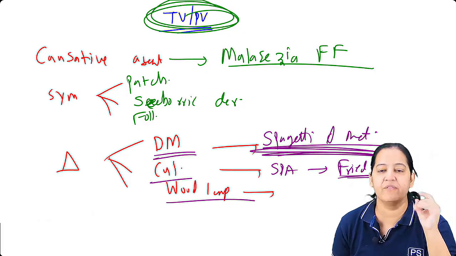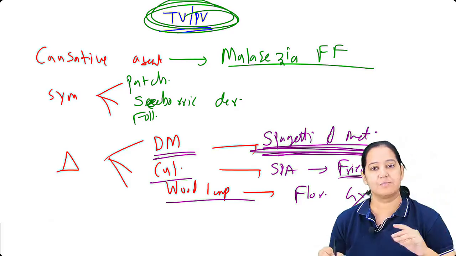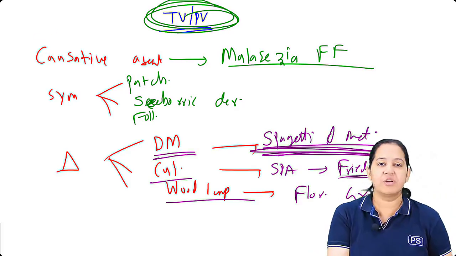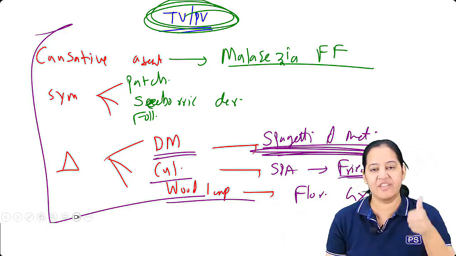And under the Wood's lamp, you will get fluorescence. Which fluorescence? Golden yellow fluorescence, because it is a pigmented fungus. The question will not be out of that. If a question comes on this, it will come from this. That's all. Everything is written in your chart.